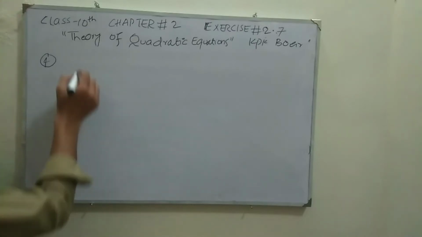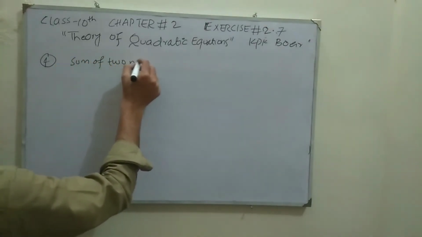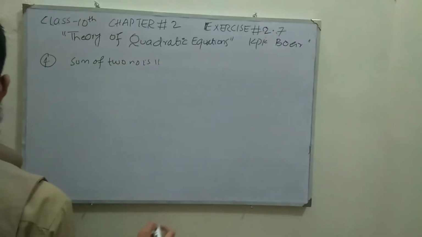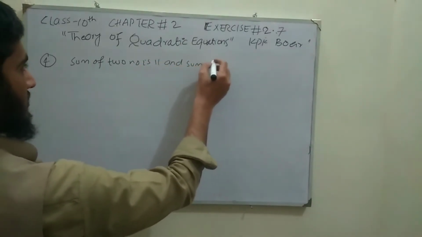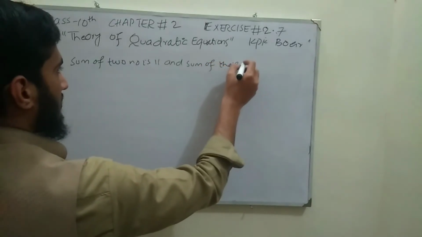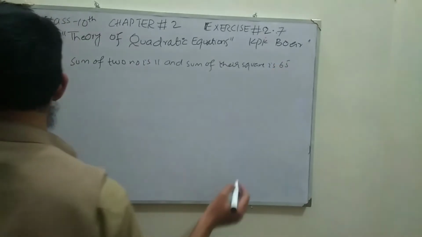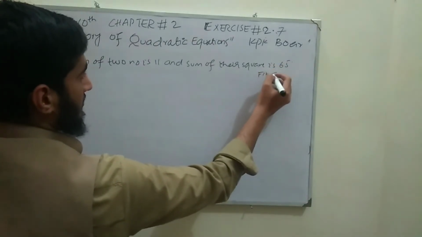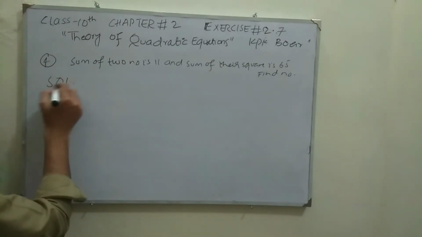The sum of two numbers is 11, and the sum of their squares is 65. Find the numbers. Solution.